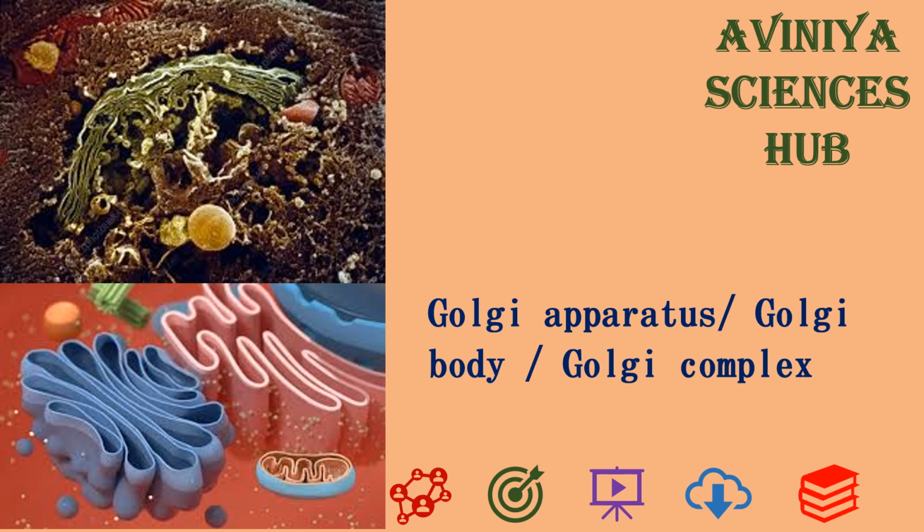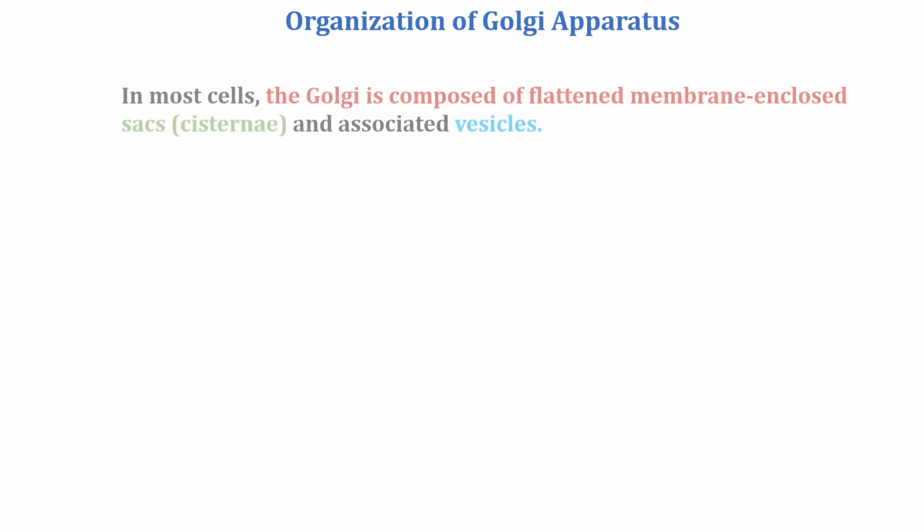Today we are talking about the structure and function of the Golgi apparatus, Golgi body, and Golgi complex. Okay, so the organization of the Golgi apparatus. The Golgi apparatus, also known as the Golgi complex or Golgi body, is a cellular organelle found in most eukaryotic cells.